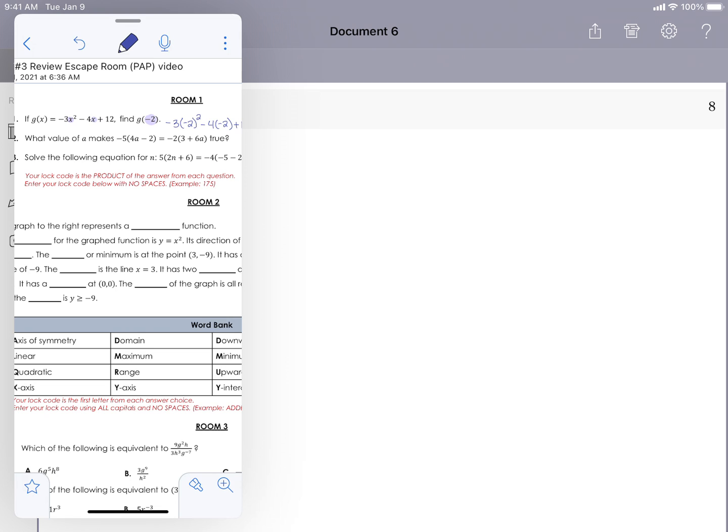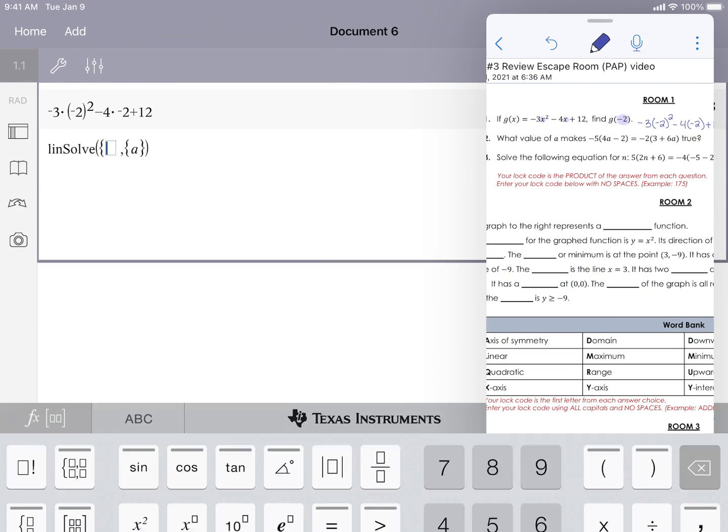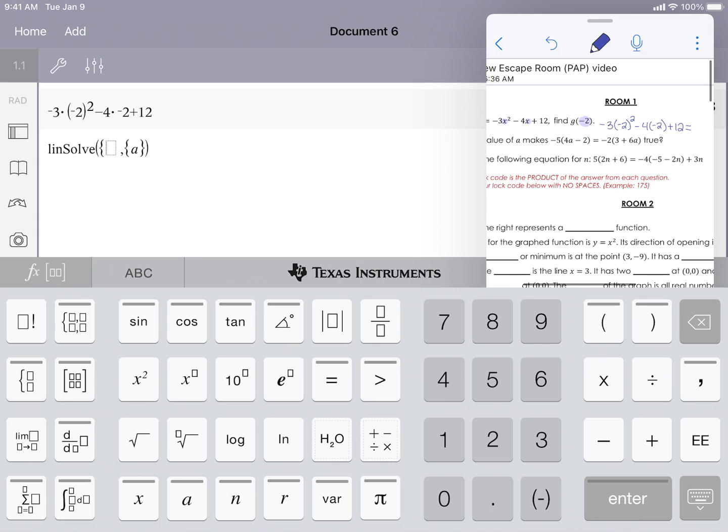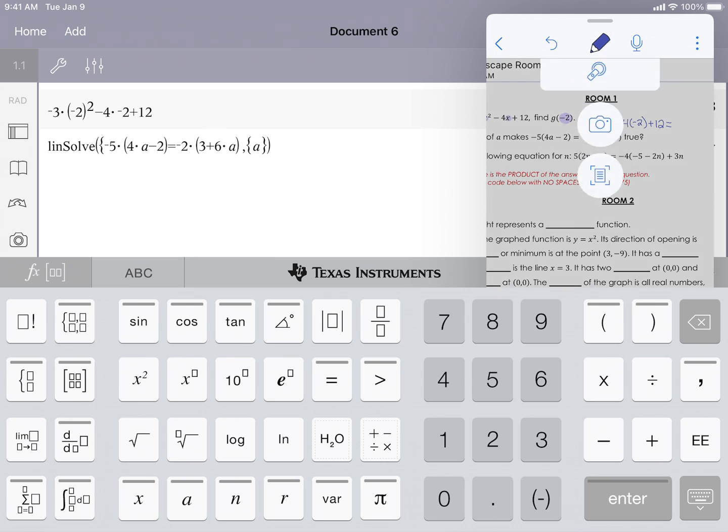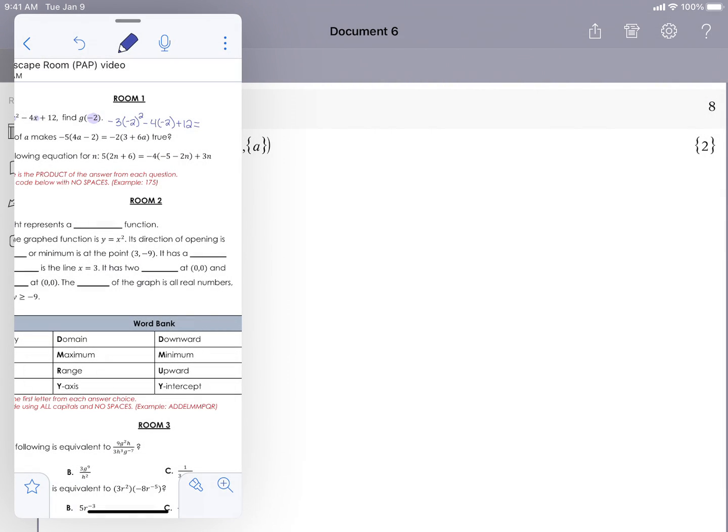Now we're going to type that whole equation into the calculator. I have negative 5 times 4a minus 2, close my parentheses, equals negative 2 times 3 plus 6a, and close my parentheses again. Double check to make sure I typed in everything correctly. I hit enter, and it tells me that my answer is 2.